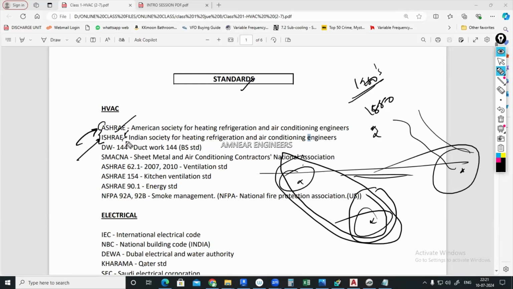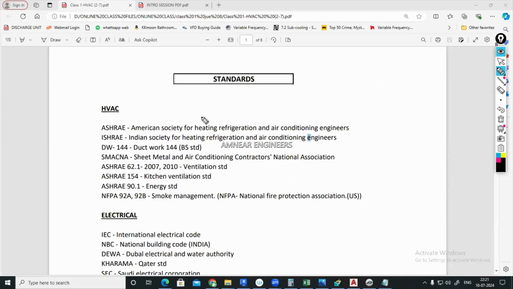But even though 99% of consultancies that we have in India are following ASHRAE, government projects might be following some ISHRAE data. Fine. So heating and cooling load calculation, duct sizing, air terminal selection, ESP calculation, pump selections, acoustics, whatever it may be, we are taking data from ASHRAE only. The next one, DW144 and SMACNA.